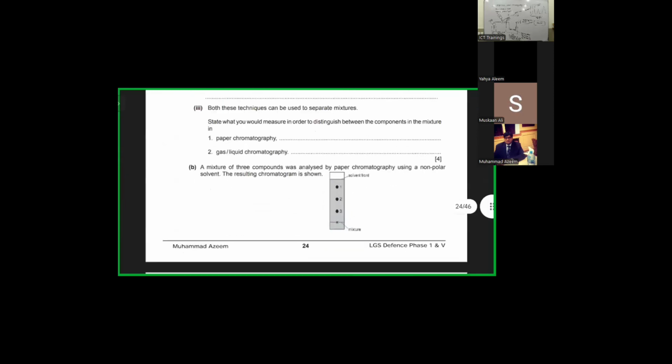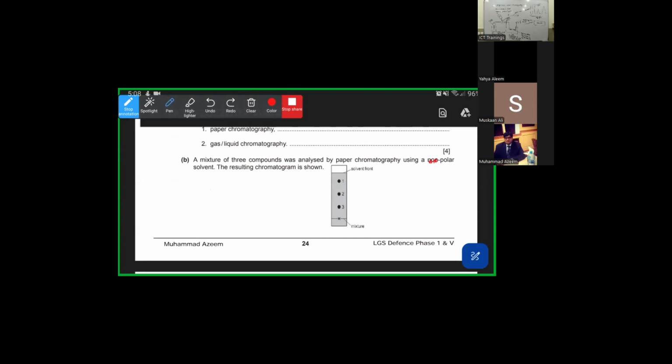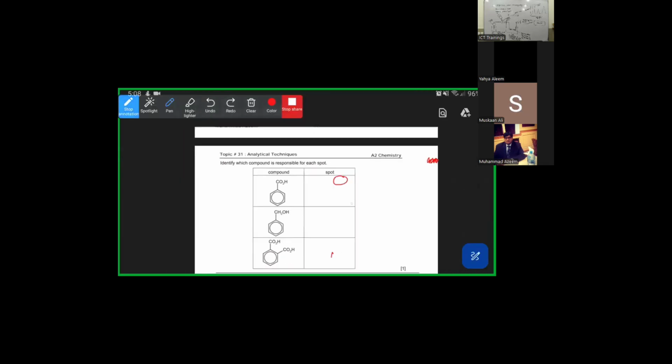Yes sir. If he said a polar solvent was used, let's suppose he writes here that he takes a polar solvent, then the polar solvent dissolves the polar thing more. So the more polar one would be one, and this one would then be two, and this one would be three. Did you get it? If you use the polar solvent here. Okay guys, did you get it? Yes sir.